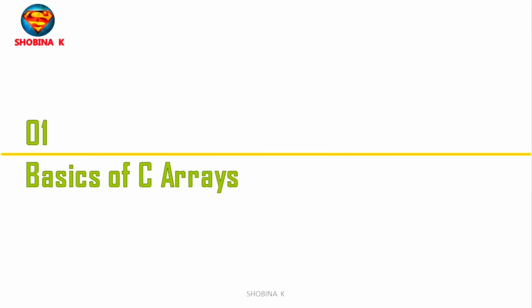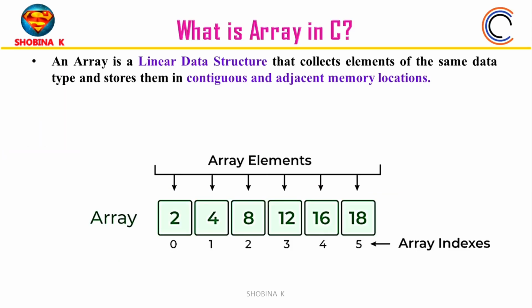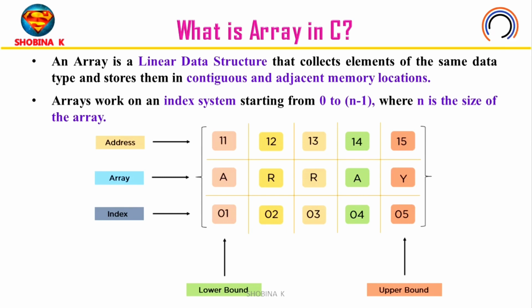First, we will see the basics of C arrays. An array is a linear data structure, meaning that its elements are arranged in a sequential order, that is, one after another. Arrays store elements of the same data type, and this homogeneity ensures consistency in data representation. Array elements are stored in adjacent memory locations, ensuring that they are contiguous. This arrangement allows for efficient access and manipulation.